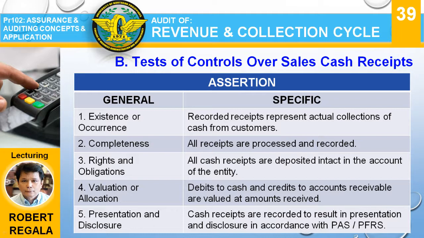As was stated, although entities' cash may come from many sources, this section focuses on collections of cash from customers only. Auditors are interested in the effect of controls on the financial statement assertions embodied in the cash accounts. In testing cash collections, auditors focus on the general and specific assertions for cash receipts listed on the slide.